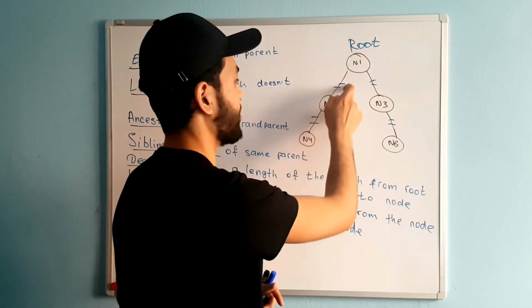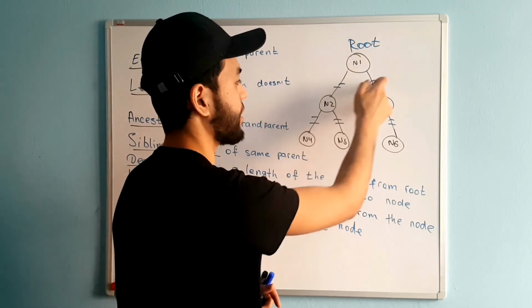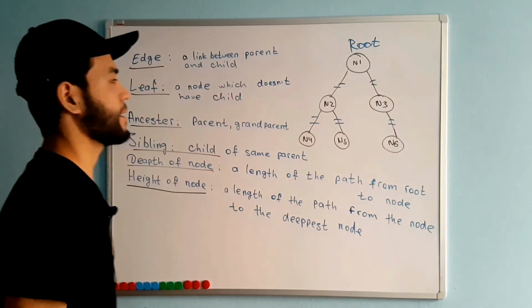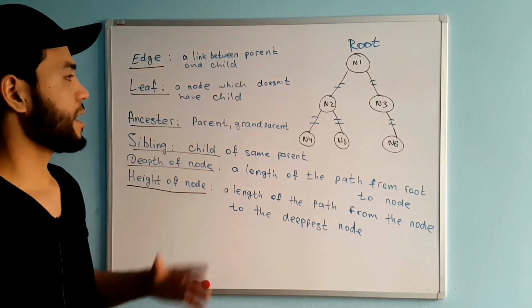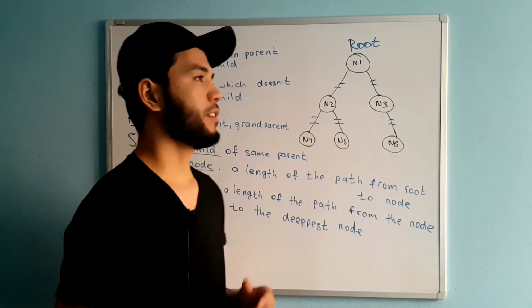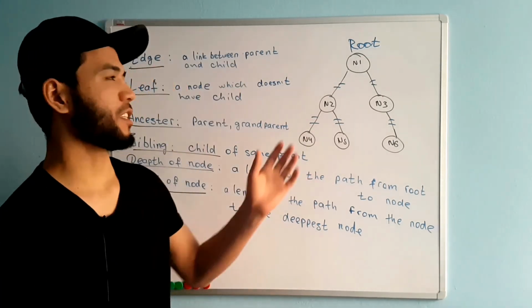In this case, the path length is 2, and here also 2, okay? And it looks like this. This is all about trees and how they look. Also, we use trees a lot in the real world, okay?